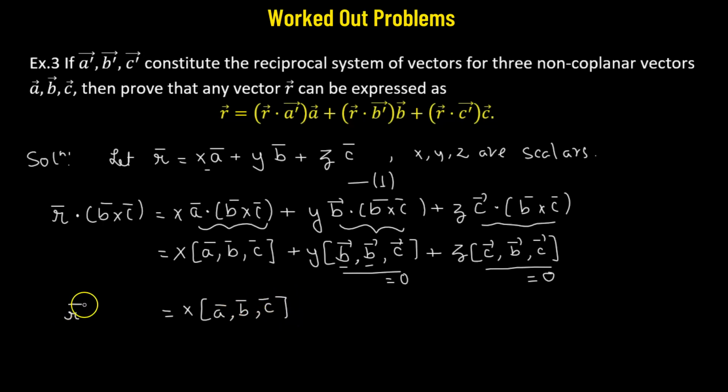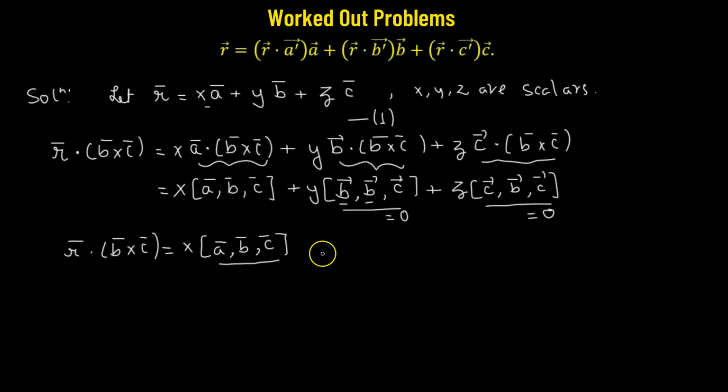So this is vector R dotted with B cross C. Since the scalar triple product is just a scalar number, we can divide both sides by the scalar triple product of A, B and C and solve for x. Then this gives us x equals R vector dotted with B cross C, the whole thing divided by the scalar triple product A, B, C.